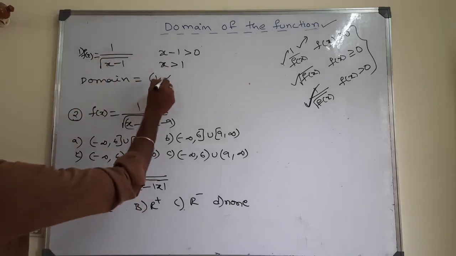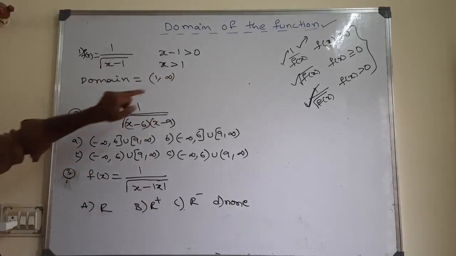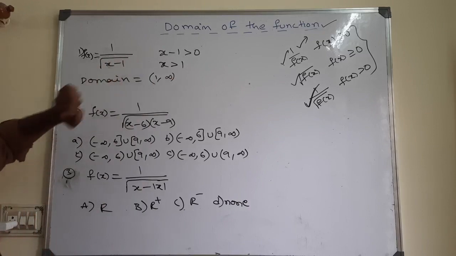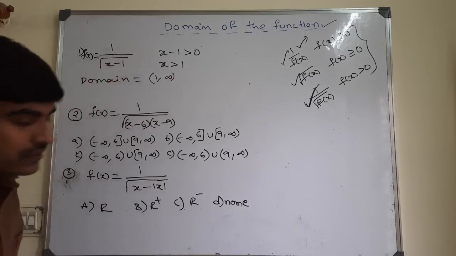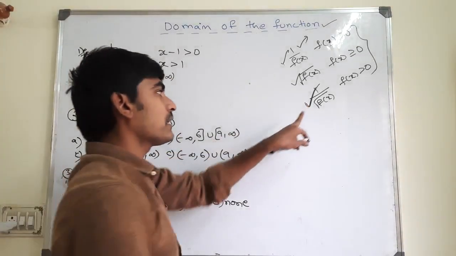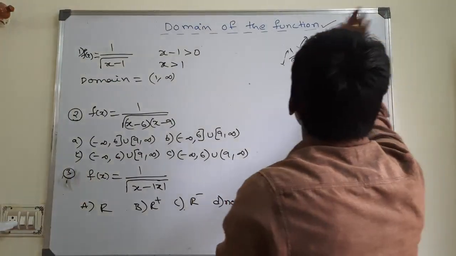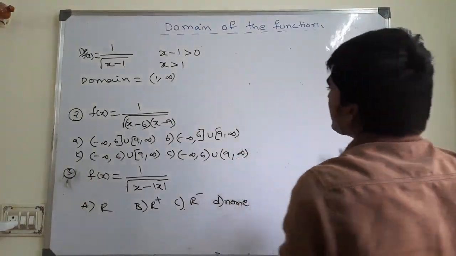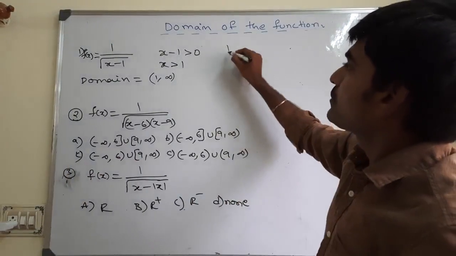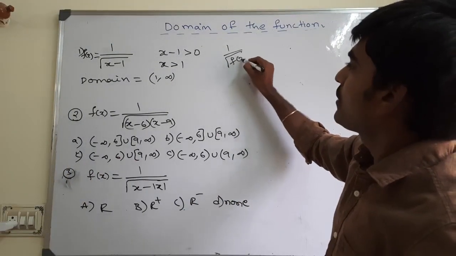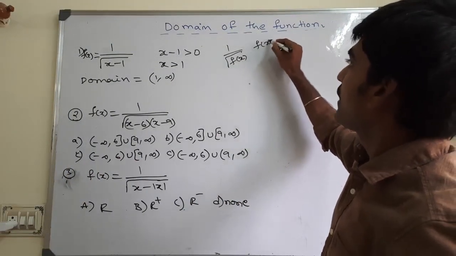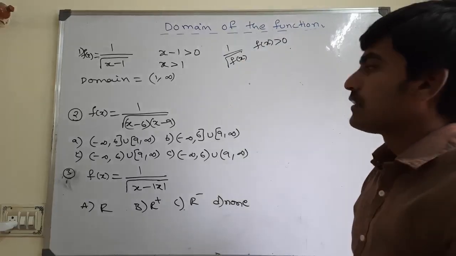Above 1 means up to infinity, I am having. That is the answer. Options I have not written. Okay, next thing. The condition, you remember, yeah? So now this is the third type I am doing from range and domain. Third type is what? 1 divided by square root of f of x is there, then f of x value is just greater than 0.